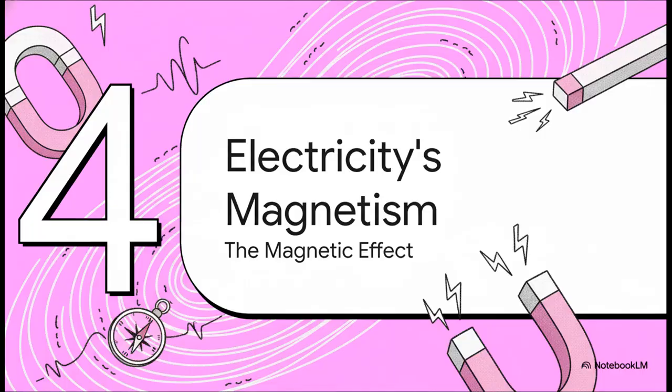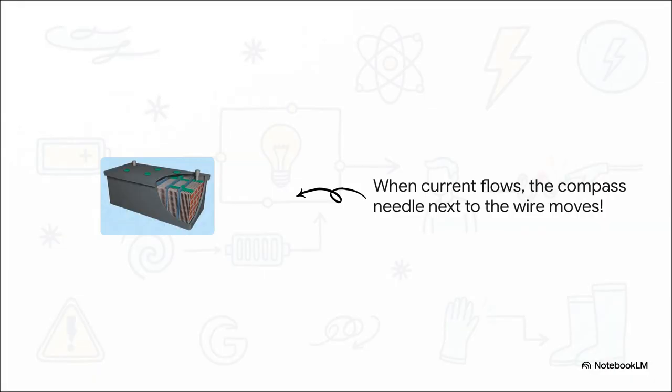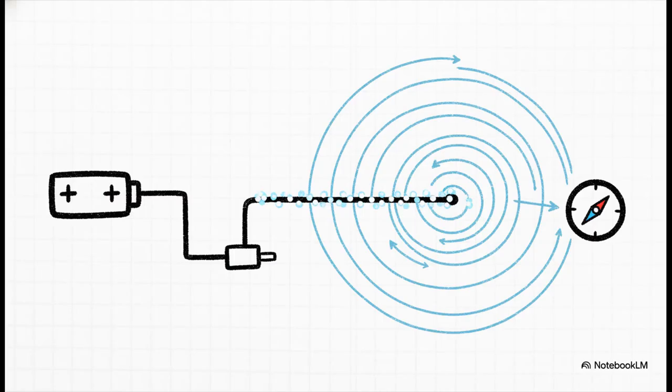Let's check it out. Okay, look closely at this picture. We've got a wire, a battery, and a compass sitting right next to it. Now, watch what happens when we let the current flow through that wire. The compass needle actually moves. How is that possible? A compass needle is a magnet, so what's making it move? This experiment shows us something absolutely amazing. It proves that a wire with electricity flowing through it acts like a magnet. It creates its own magnetic field around it. And we call this, you guessed it, the magnetic effect of electric current.